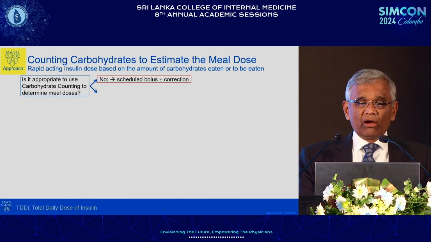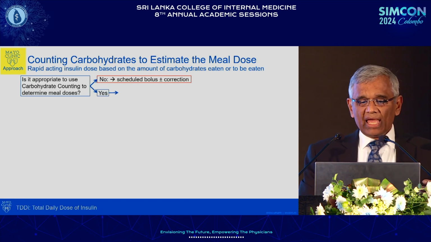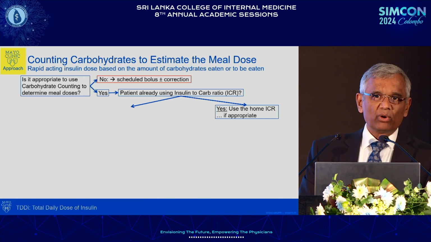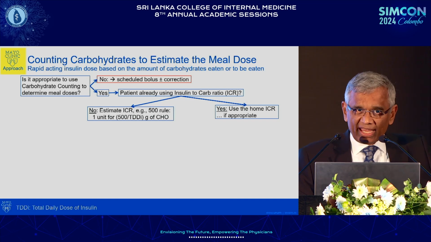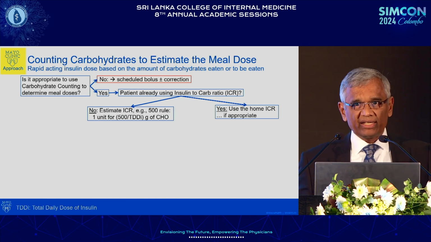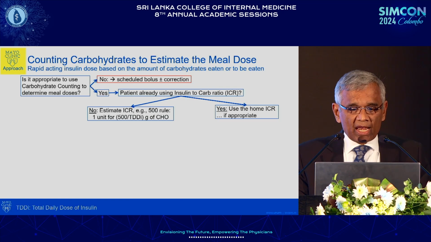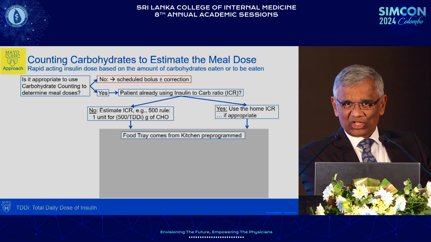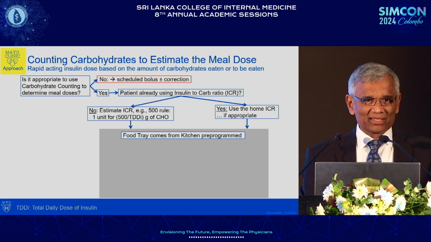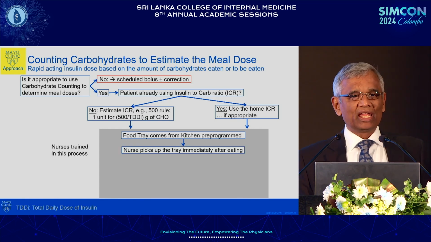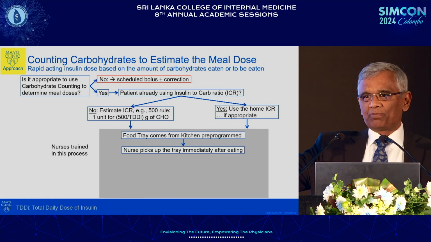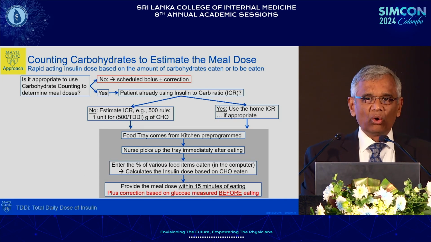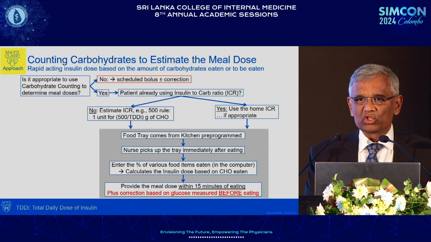If that's the case, you want to find out whether the patient is using carbohydrate counting at home. If so, we use the home insulin carbohydrate ratio. If not, we want to calculate it, and one of the formulas is 500 divided by total daily dose of insulin. That will give you the carbohydrate count. Now, the food tray that is brought to the patient has already been checked in the kitchen and put in the computer as to what it contains. The nurse's job is to pick up the food tray from the patient, and when she picks it up, she writes what percent of what food was taken and what is left behind. Based on that, all calculation is done by the computer and it tells how much insulin to be given based on the ratio that we have placed there.